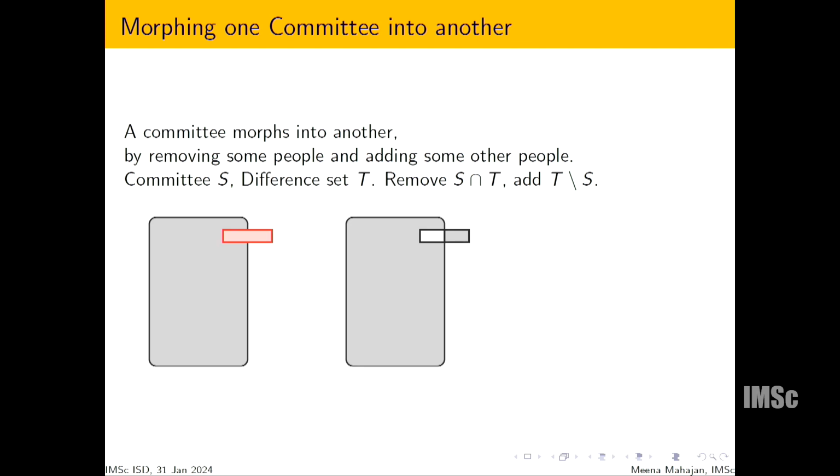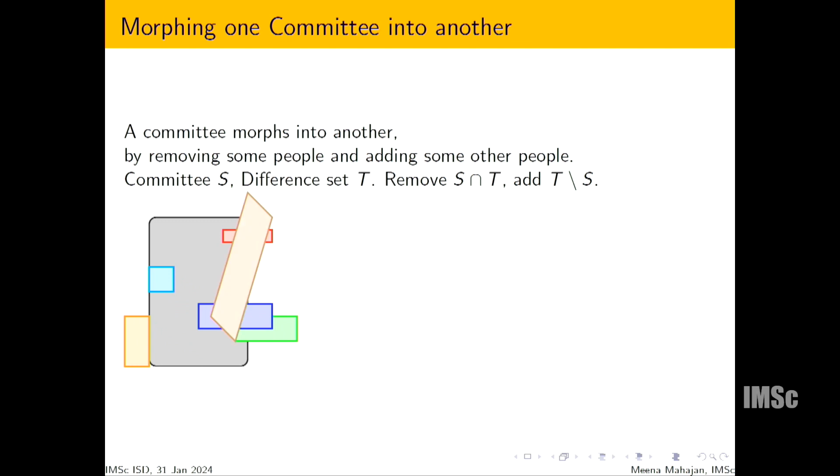And pictorially, if you have this gray set which depicts one committee, that's the set S that I've mentioned abstractly, and then there is a different set T, which is the red set there. So then you take the part which is both in the gray set and the red set, those people you remove from the committee. The people who are in the red set but not in the gray set, you add them. So you get this picture on the right. The gray shaded region on the right is the new committee. So you change one committee to another by applying some difference set. And you can apply many different sets in many different ways. Just pictorially I'm showing some ways in which you can go from one committee to another by applying a difference like this.